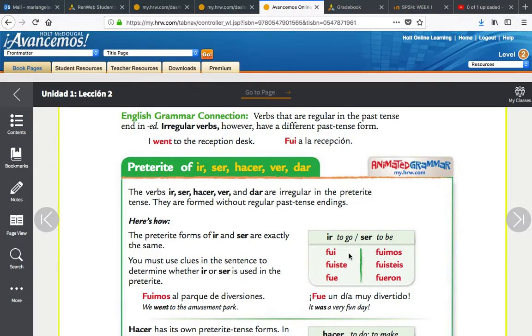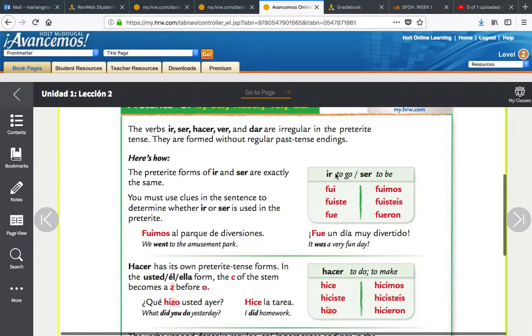So when you conjugate ir and ser in past tense, you conjugate those two verbs exactly the same way. The only way we are going to know if you're talking about the verb to go or the verb to be in past tense is context, and I will give you an example about that later. So I just want you to hear the pronunciation, all right? Yo fui, fuiste, fue, fuimos, and fueron.